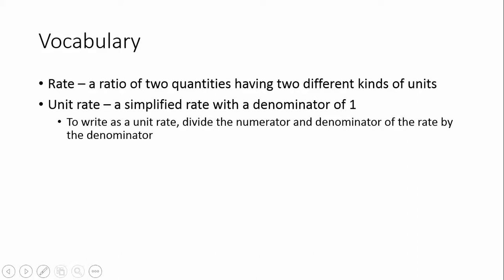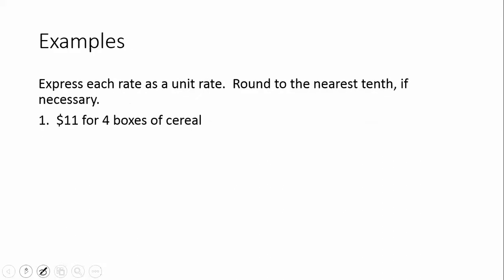And I know that sounds kind of confusing, but I'll show you how to do that, because we want the denominator to be 1. So in order to make a number 1, we divide it by itself. And then remember, you have to do that to the top and the bottom in order to keep the fraction or the rate itself equivalent. So let's look at some examples.